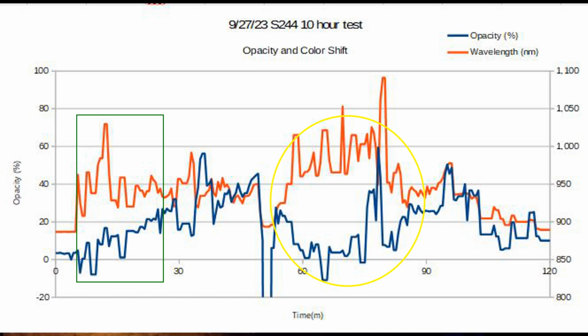So the green rectangle is the divergence of data in the first 20 minutes. And then the yellow rectangle, yellow circle thing shows the divergence in the data between the opacity and the wavelength value or the color shift. Clearly, there's more data at certain times of the test in the color shift than there is in the opacity information. And that's what I'm trying to show here.